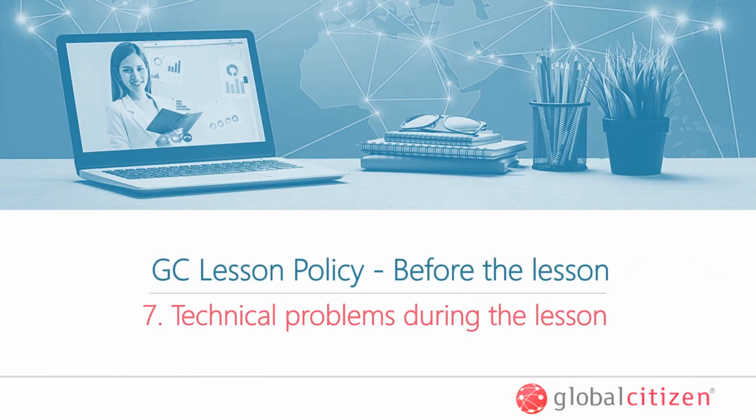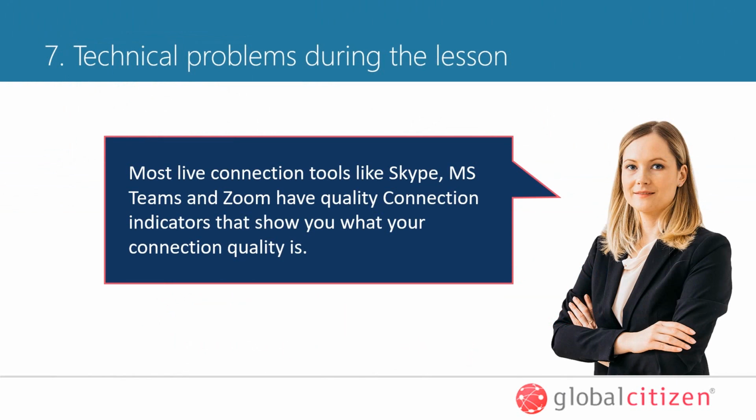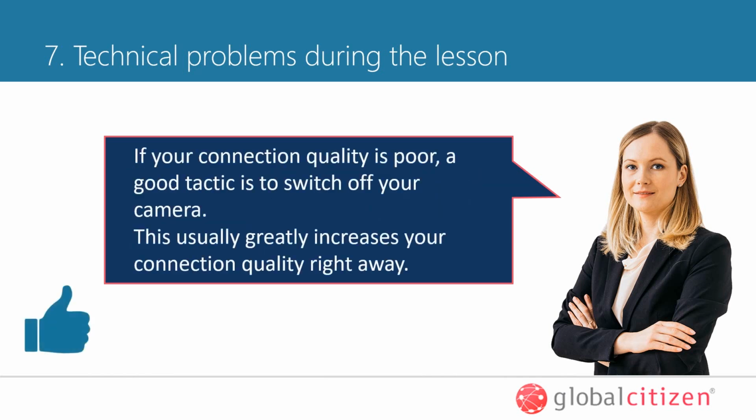Technical problems during the lesson. Most live connection tools like Skype, MS Teams and Zoom have quality connection indicators that show what your connection quality is. If your connection quality is poor, a good tactic is to switch off your camera. This usually greatly increases your connection quality right away.